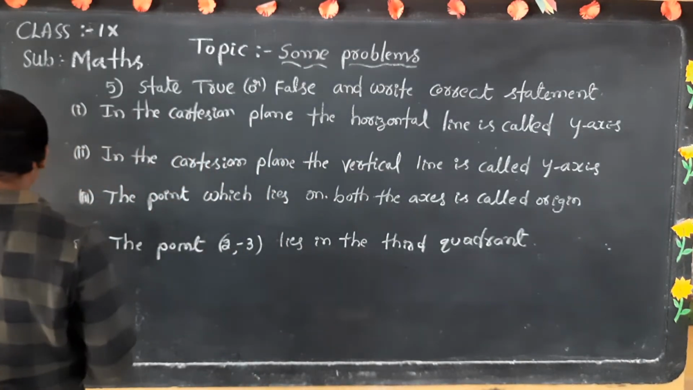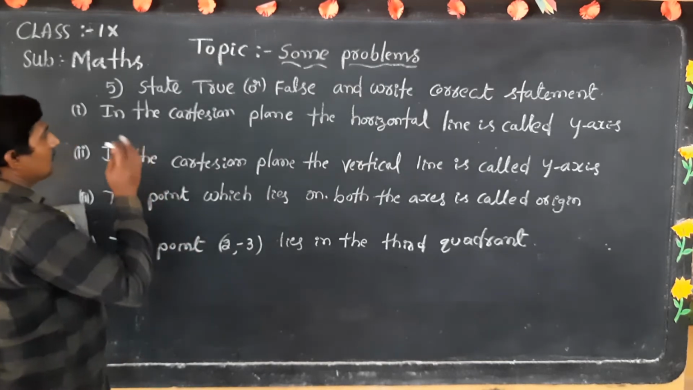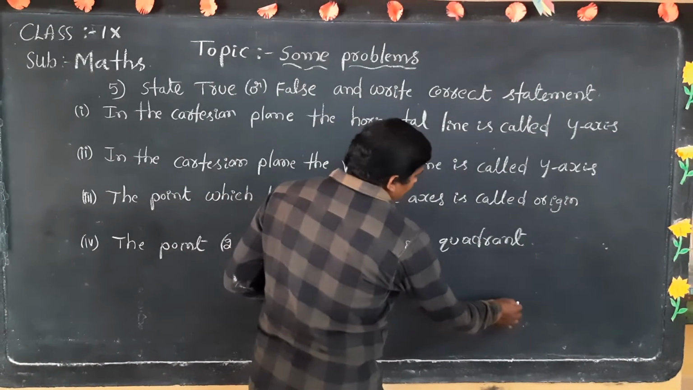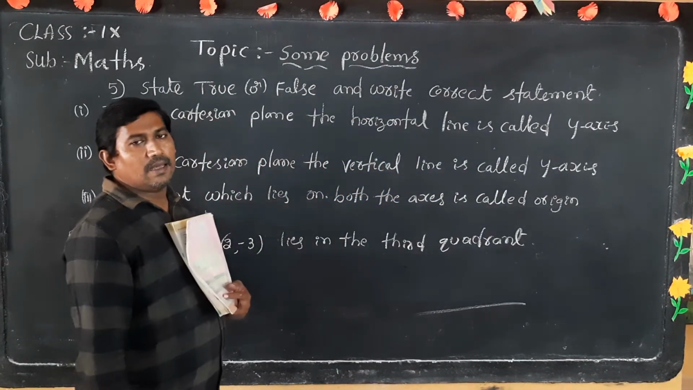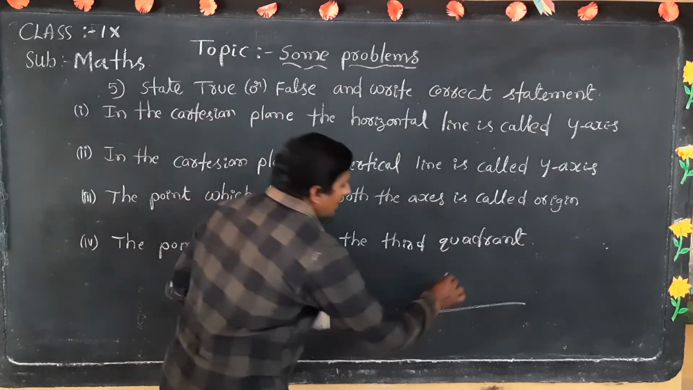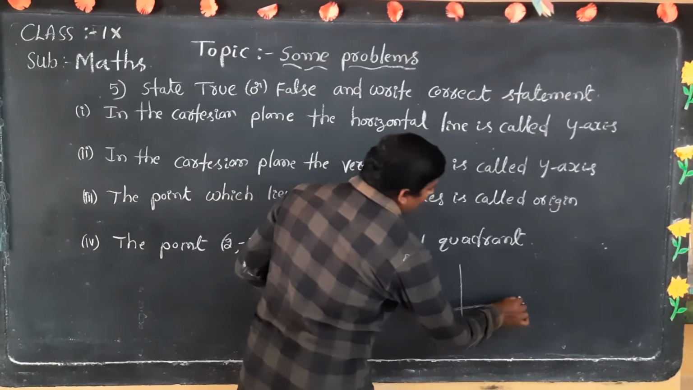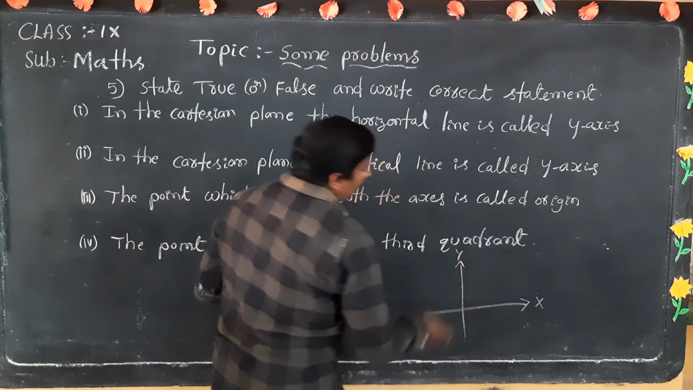Okay. Once you see here, what they have given? True or false? Already we discussed. Horizontal line, vertical line. The horizontal line is called x-axis. The vertical line is called y-axis.